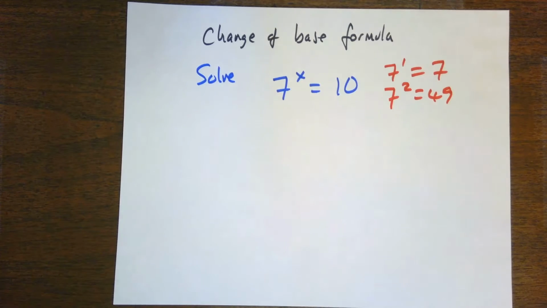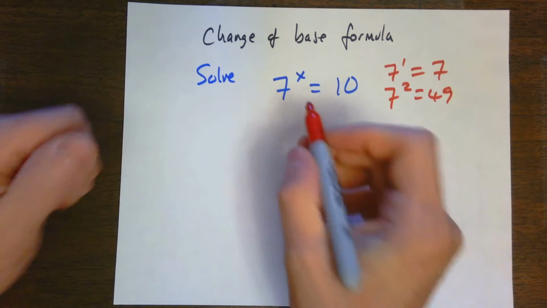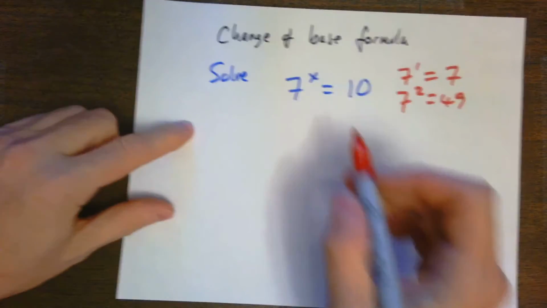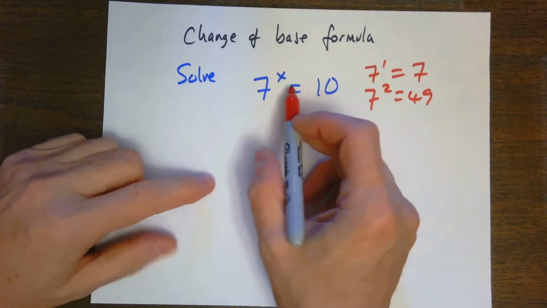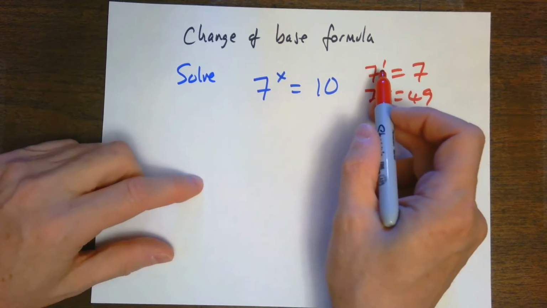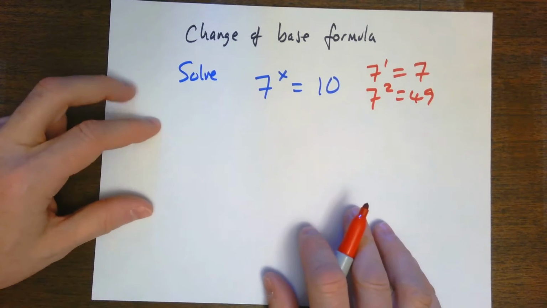What could it be? This is one where there's no nice, easy, quick way of doing this. But if we use the change of base formula, and we're going to derive that here, let's go ahead and solve this one now and see what we can come up with. We know at some point we're going to need our calculator. The answer is going to be some weird number between 1 and 2, probably closer to 1, because 10 is closer to 7 than it is to 49.